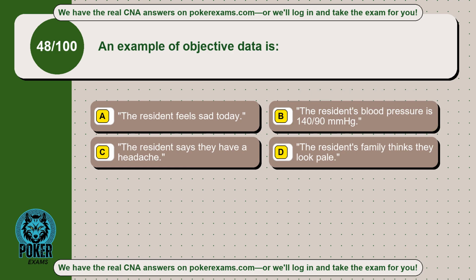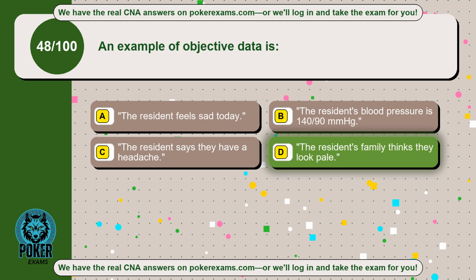Question 48. An example of objective data is: Option A. The resident feels sad today. Option B. The resident's blood pressure is 140/90 mmHg. Option C. The resident says they have a headache. Option D. The resident's family thinks they look pale.